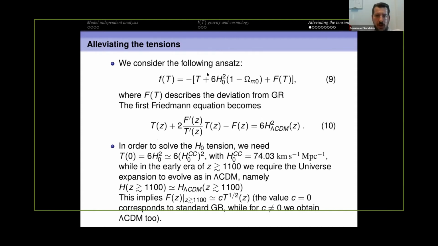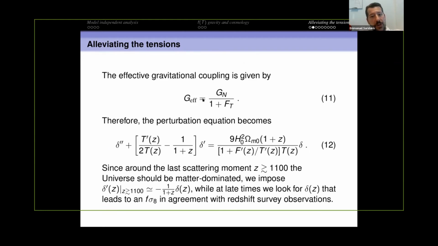Yes, we consider the teleparallel equivalent of GR. This is just the cosmological constant expressed in terms of H0 and Omega matter 0, and this is the correction. So this correction now will play a role at the background level. So according to our discussion, it will solve the H0 tension, but also it will change the gravitational constant. So it will solve the sigma 8 tension.